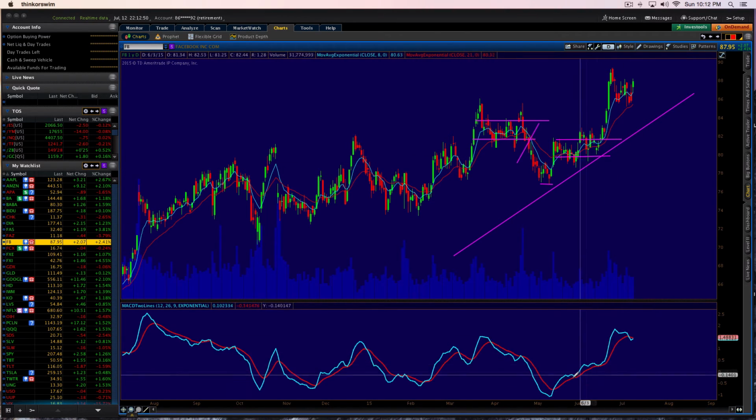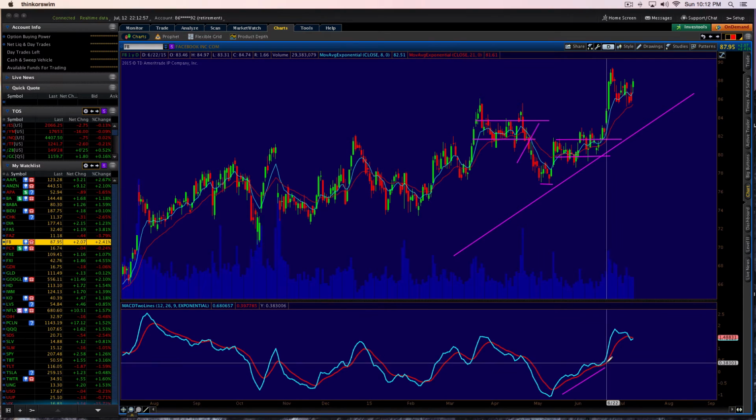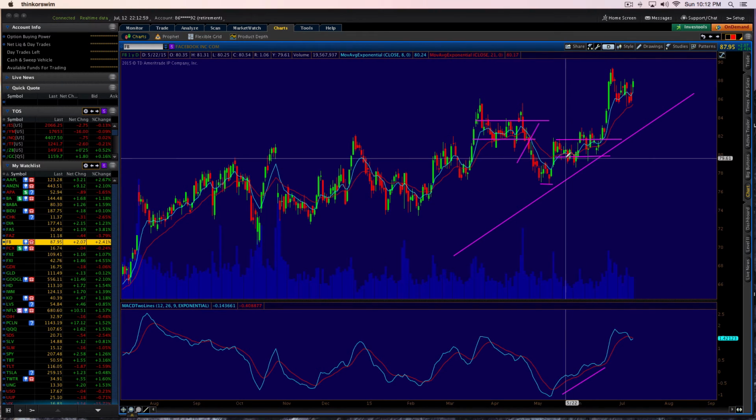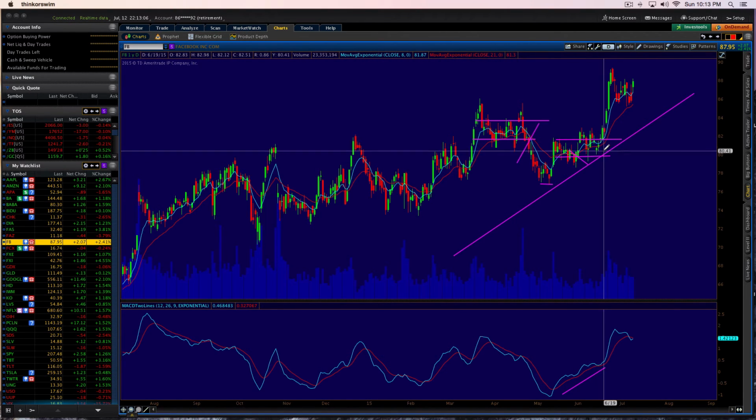And look at your MACD. Elevate, elevate, elevate. Blue line turning up and spreading above red line. Blue line crossed here, stayed above red line, consolidation, boom, boom, boom, and up it goes.